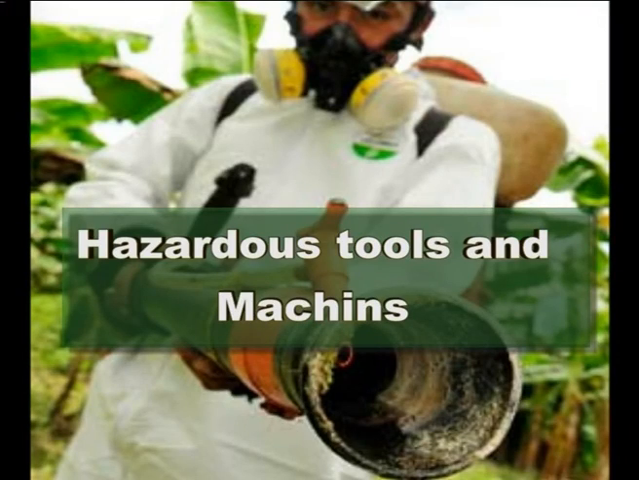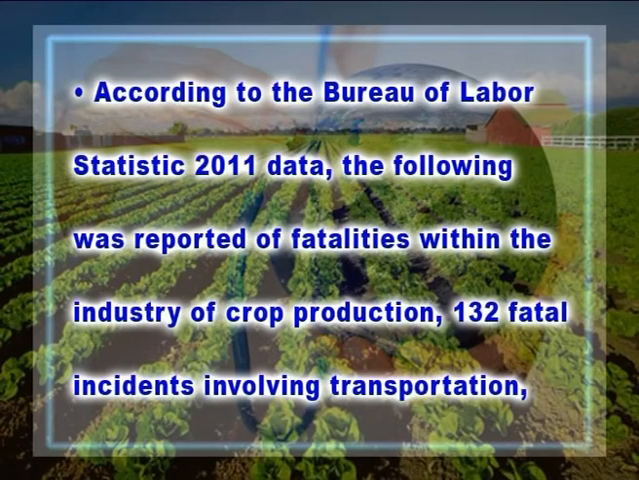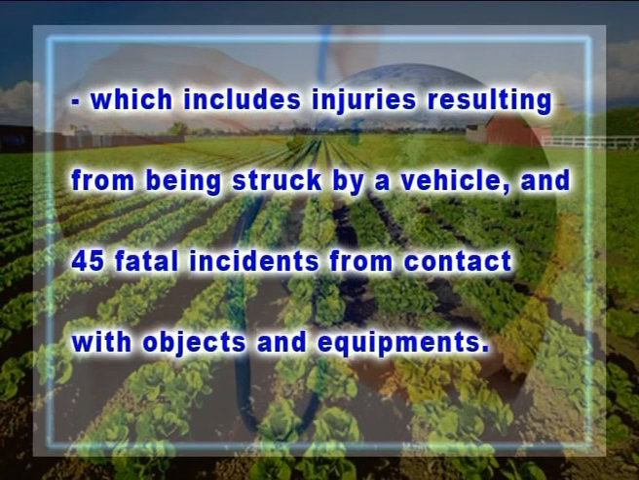Hazardous tools and machines. According to the Bureau of Labor Statistics 2011 data, the following was reported of fatalities within the industry of crop production: 132 fatal incidents involving transportation, which includes injuries resulting from being struck by a vehicle, and 45 fatal incidents from contact with objects and equipment.